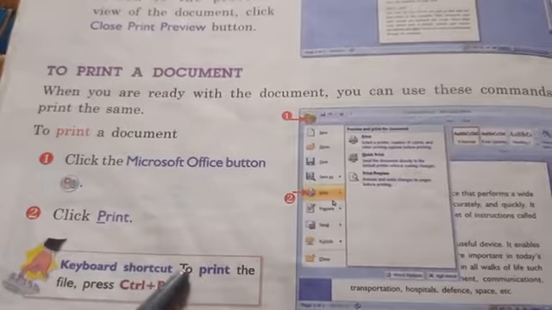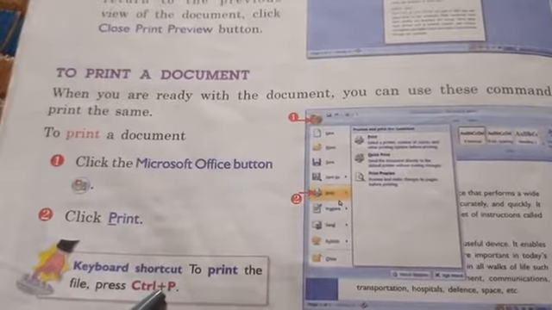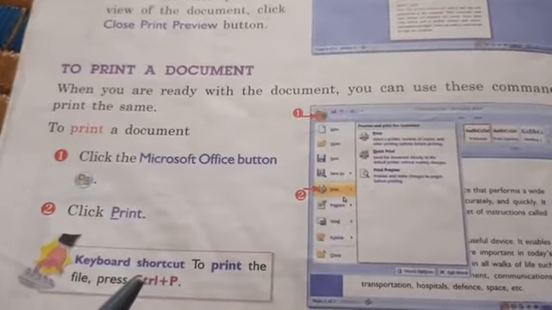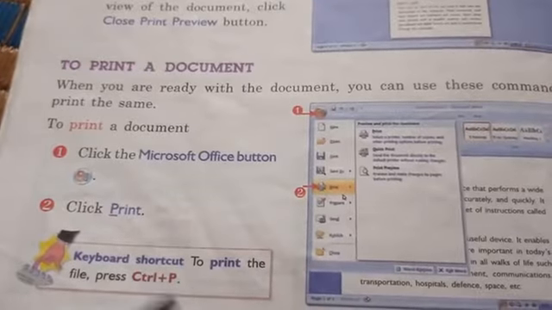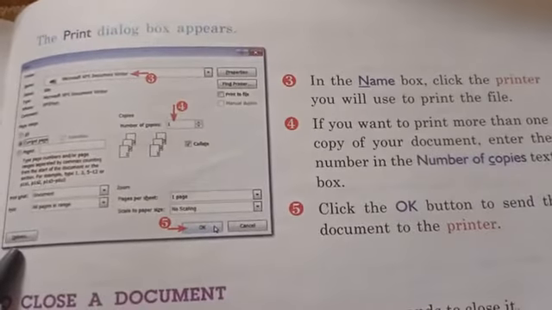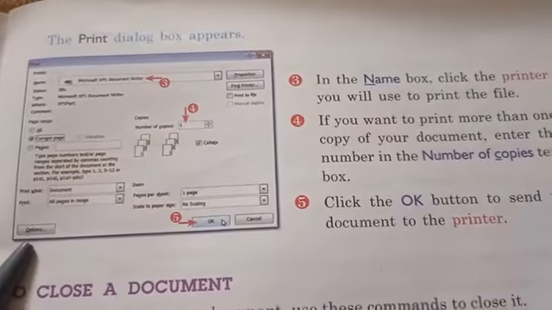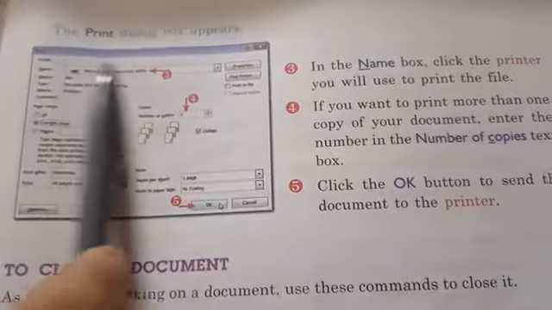Keyboard shortcut to print the file, press Ctrl plus P. You can use your keyboard also, then press the keys Ctrl plus P to print a document. After that, students, you can see a dialog box appears. This is the print dialog box. Okay, the print dialog box appears. You can see.